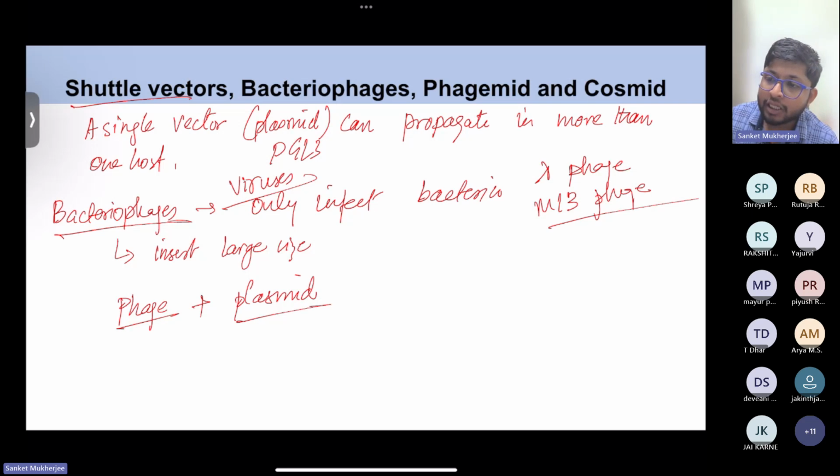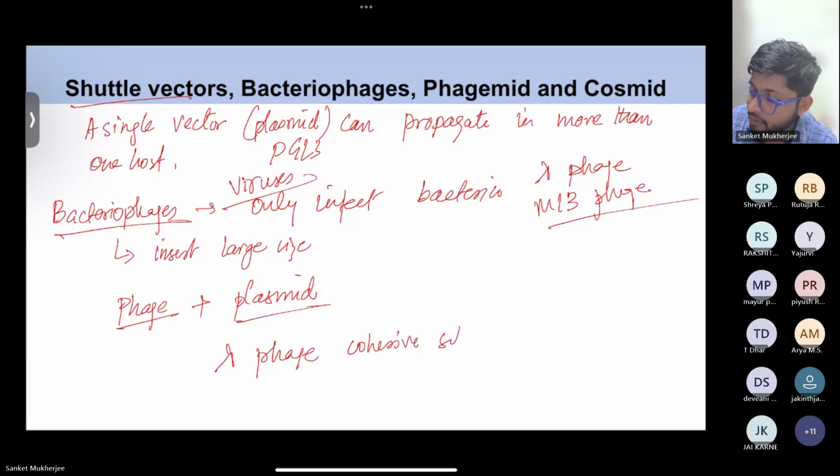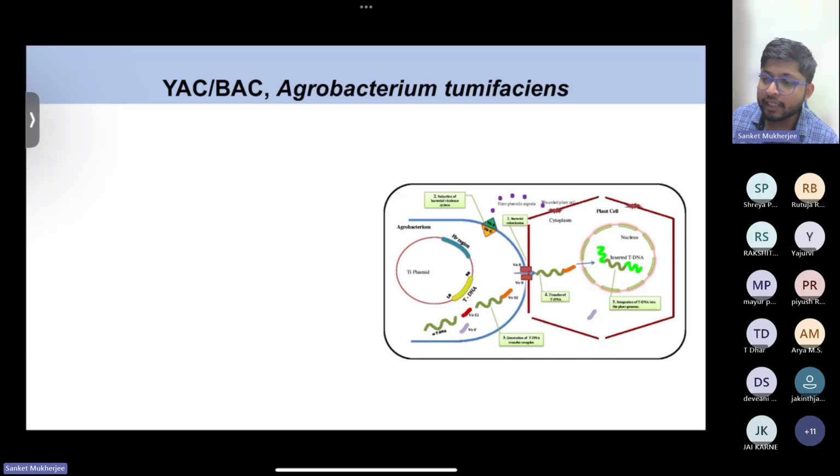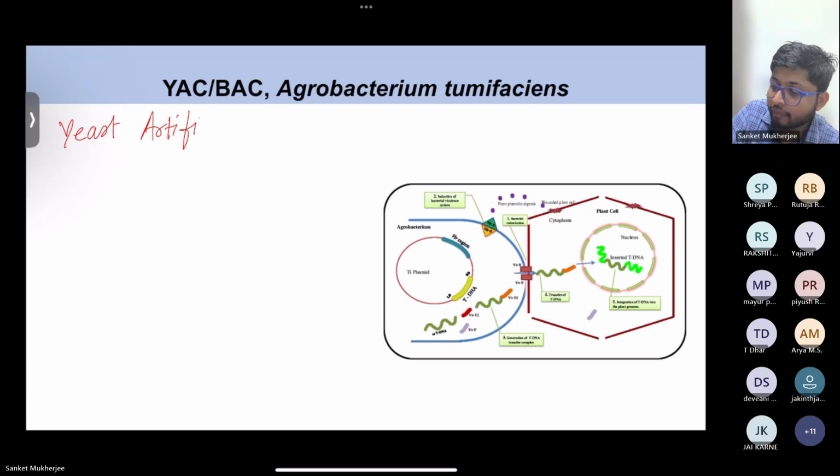And a cosmid is again a plasmid with more than one lambda phage cohesive site. So this is called cosmid. Well, then there is yeast artificial chromosome, or bacterial artificial chromosome.